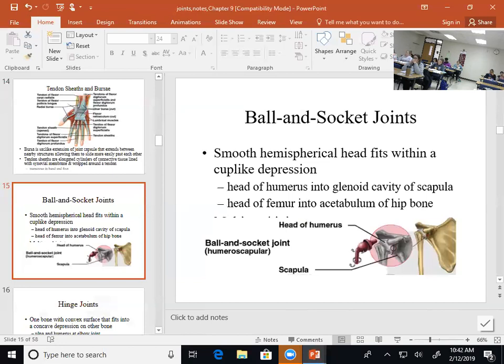Okay, so we said that the synovial joints have different movements. Some are ball and socket, right? We saw the os coxae, the acetabulum, and the head of the femur is a ball in a cup depression, the acetabulum, right? So you get a lot of movement with these, don't you? Where else in the body other than the hip do you have a ball and a socket? Very good.